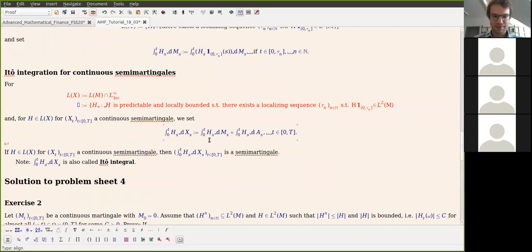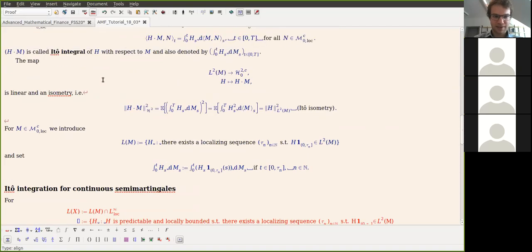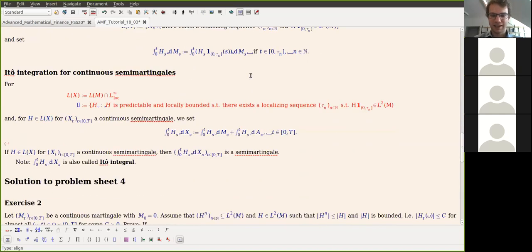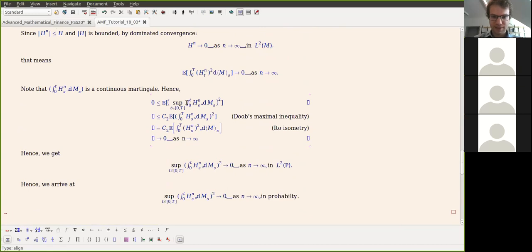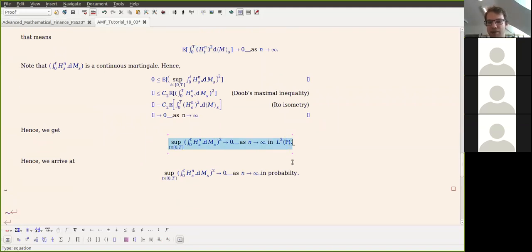This is in here. Well, sorry. It's a bit hidden, but this is saying, okay, if I have an Ito integral, then I know it's a martingale again. So I can do Doob's inequality, and then I have the Ito isometry, and here we are. We can apply the convergence that it goes to 0 to get that this term goes to 0 in L2. And then my standard argument, L2 convergence implies convergence in probability.